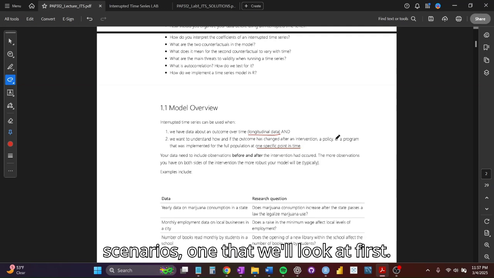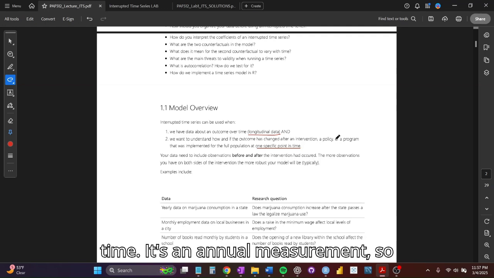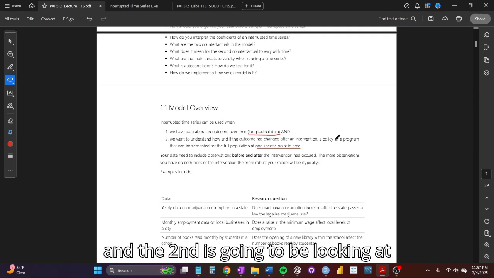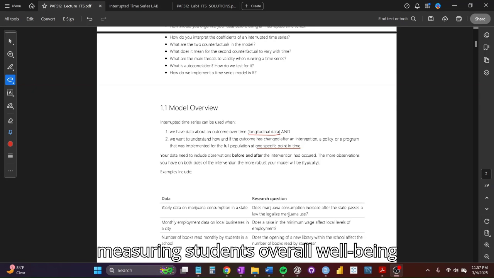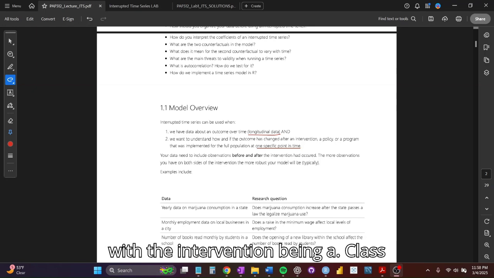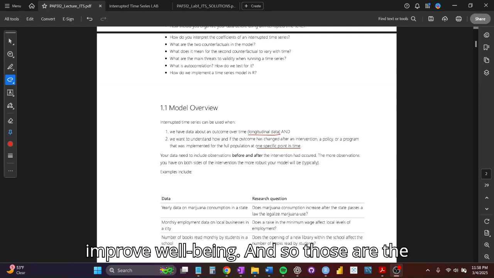So you will see in this lecture two different scenarios. The first we'll look at is tobacco consumption over time. It's an annual measurement, so you'll have a certain value per year. And the second is looking at a well-being class that is rolled out in school. So it's measuring students' overall well-being, with the intervention being a class that was then offered to ultimately help improve well-being. And so those are the two we're looking at.